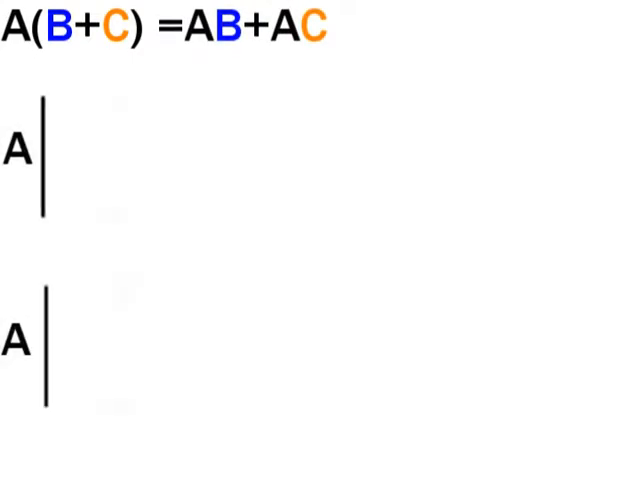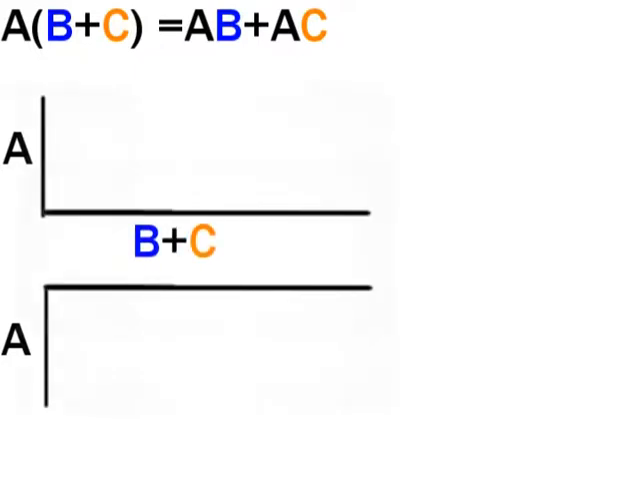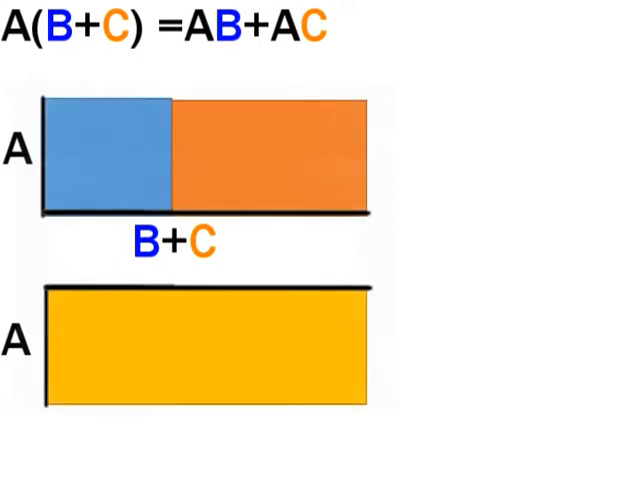Algebraically, we would express this using the equation A times the quantity of B plus C is equal to A times B plus A times C. A is the length of the first line. B plus C is the length of the second line. So the first box had an area of A times the quantity of B plus C, and the other two boxes have areas of AB and AC. This property tells us that they are the same.